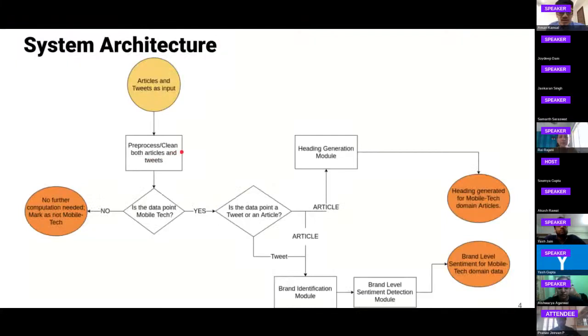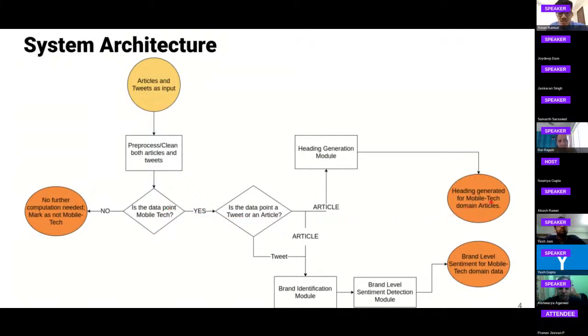Here we have the overview of our system architecture. We have as input the articles and tweets, and then after a pre-processing step, it is fed to a classification model, the details of which I'll be talking about, which classifies the articles as either belonging to the tech category or the non-tech category. If the documents are classified as tech, then we have two modules.